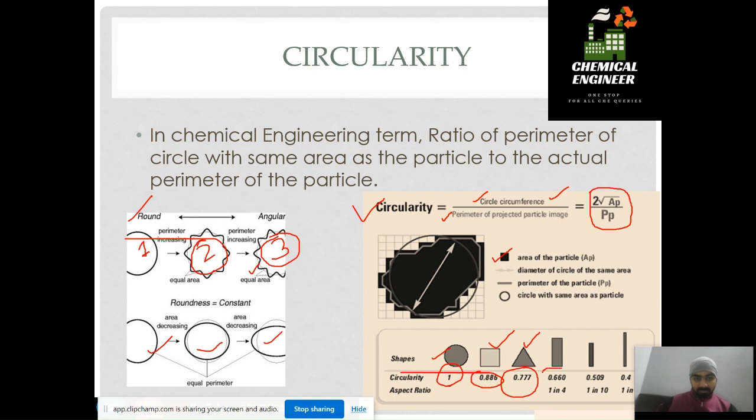Then we have a rectangle, which also has circularity 0.66. This is a smaller, thin layered rectangular shape which has less circularity, 0.509. So this is how we calculate circularity, and this is very important in chemical engineering mechanical unit operation because of circularity we have different properties, like we have discussed in the previous video.